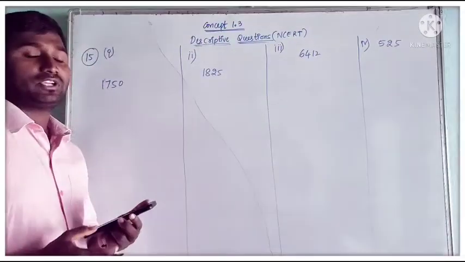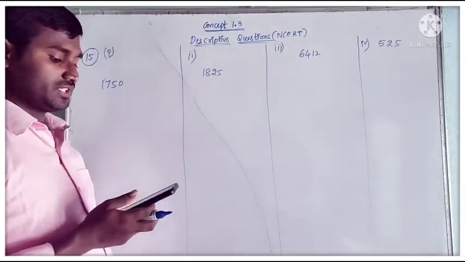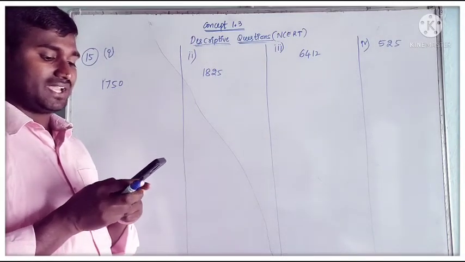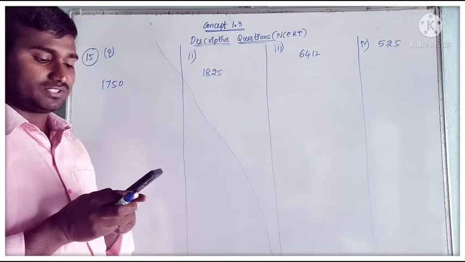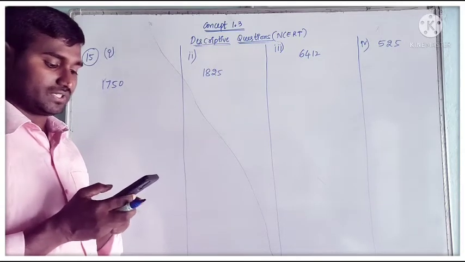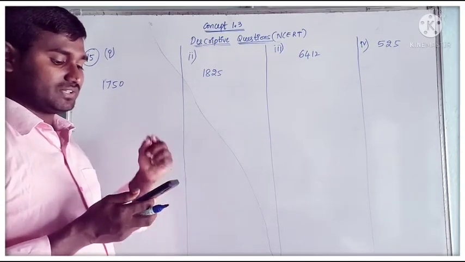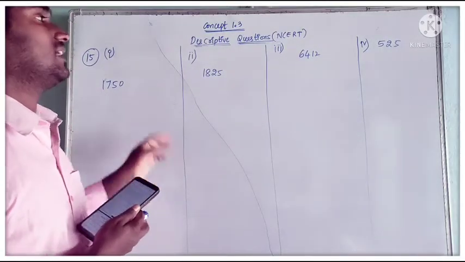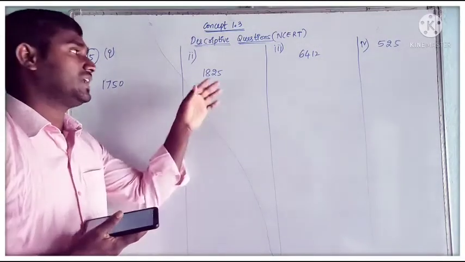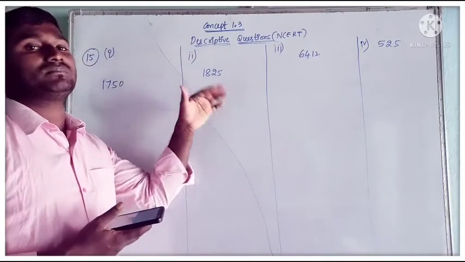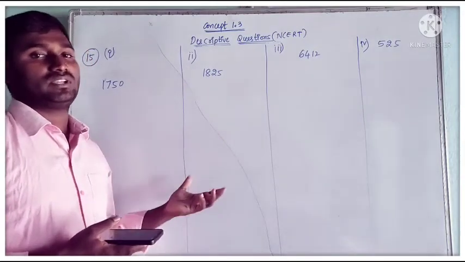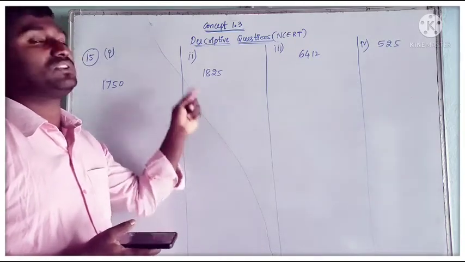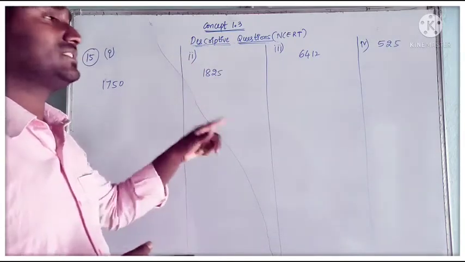Okay, now I am going to discuss with you the 15th question. We have: find the least number which must be added to each of the following numbers so as to get a perfect square. Also find the square root of the perfect square so obtained. So the given numbers are not perfect squares. If you add some number to these numbers, it becomes a perfect square. So after adding, you will get a perfect square, and it also asks for the square root of that perfect square.